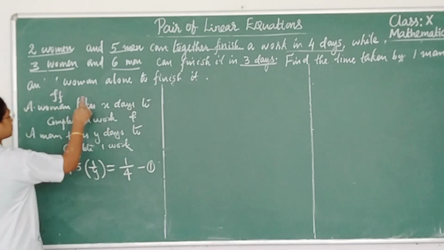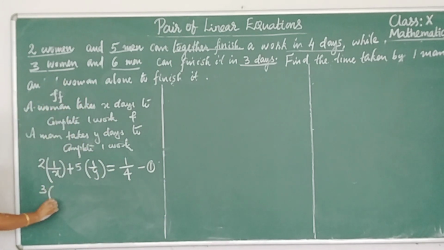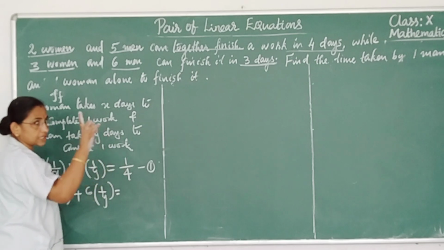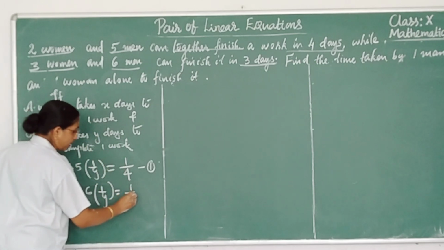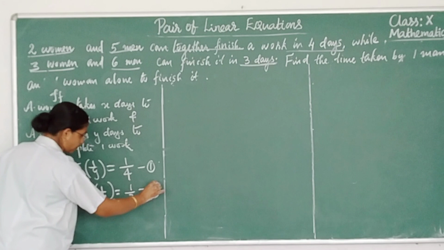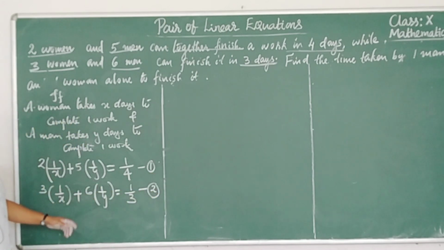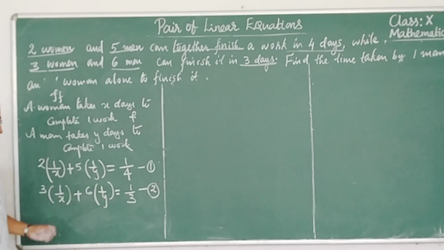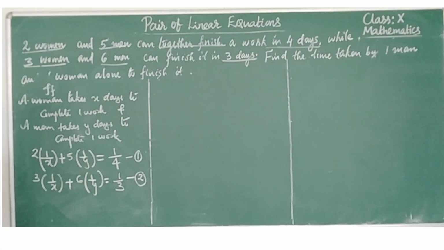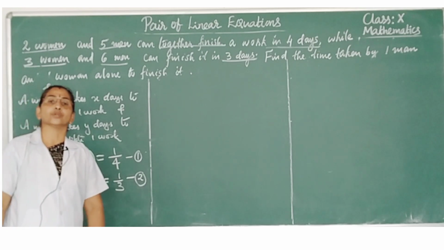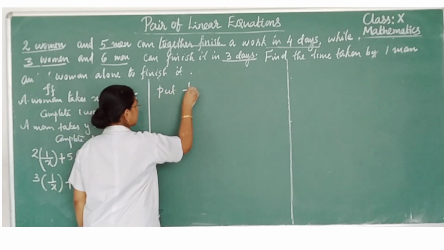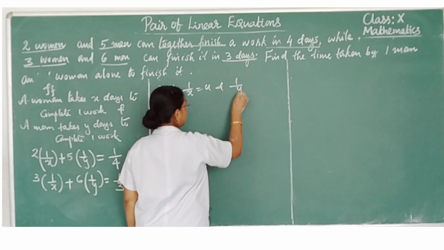The same way, come to the second equation. 3 women, so 3 into 1 by x plus 6 men, 6 into 1 by y equals, on the right side, 1 by 3, as it is 1 day's work. Now I am going to solve these two equations. You know that these are two reducible equations. Why? Because x and y come in the denominator. To solve a reducible equation, you need to make substitutions. Put 1 by x as u and 1 by y as v.